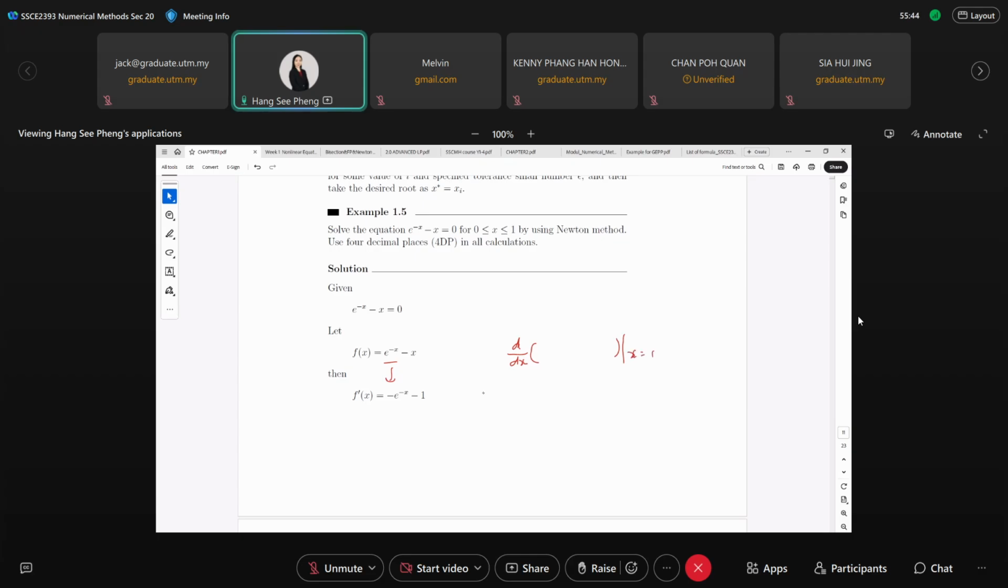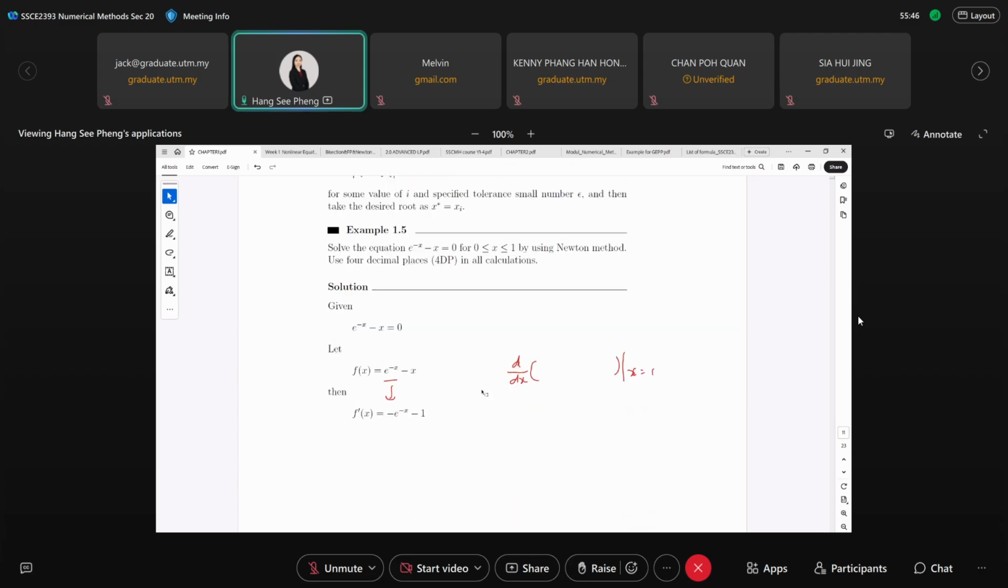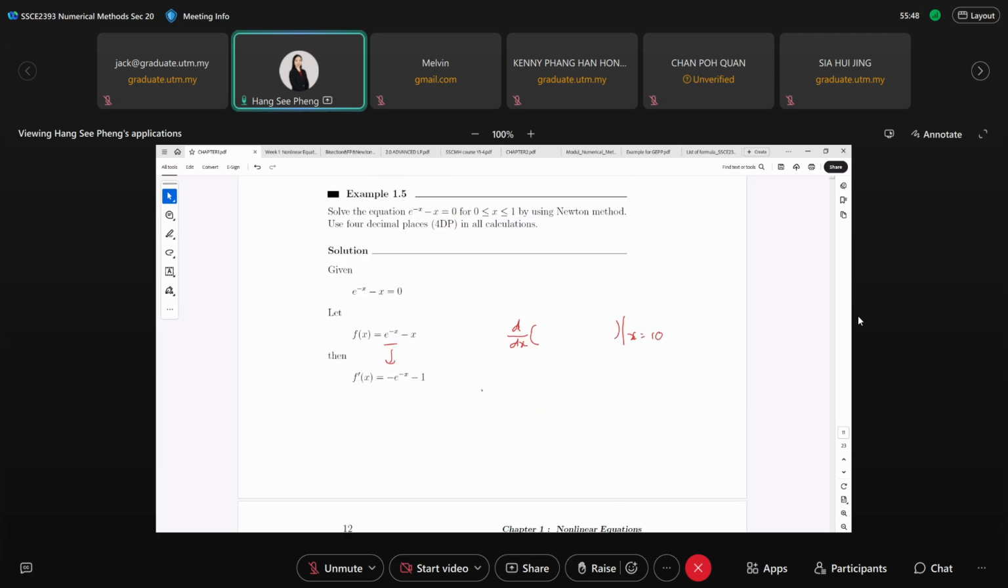Yeah. So let's say you start from x naught equals to 0, use a calculator to calculate. Just in case you don't know how to differentiate, that is another way. Okay. But normally the differentiations should be no problem.